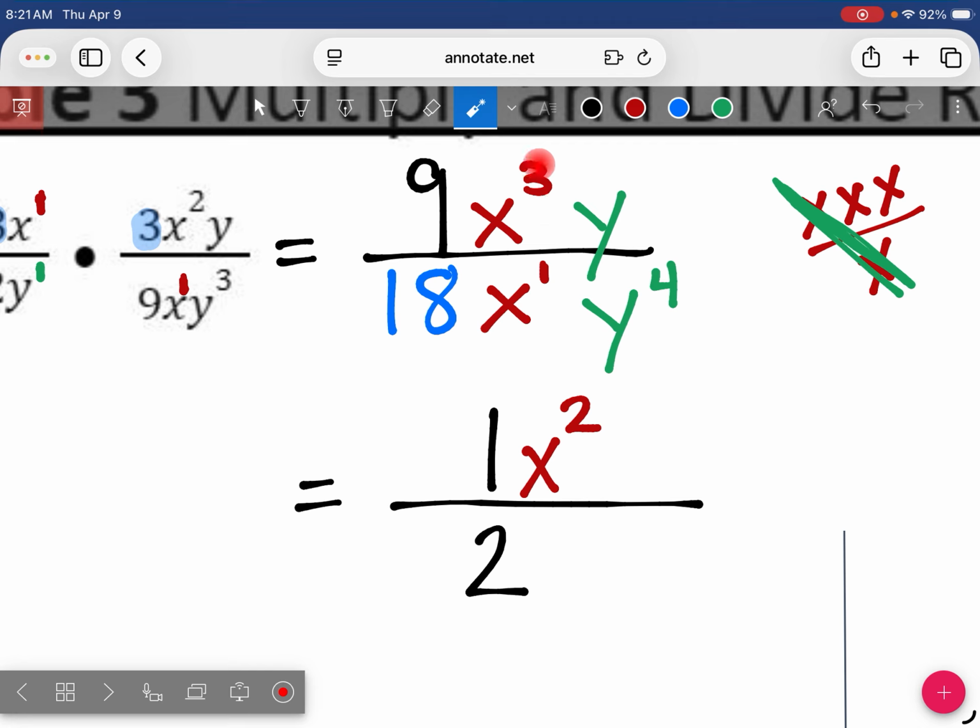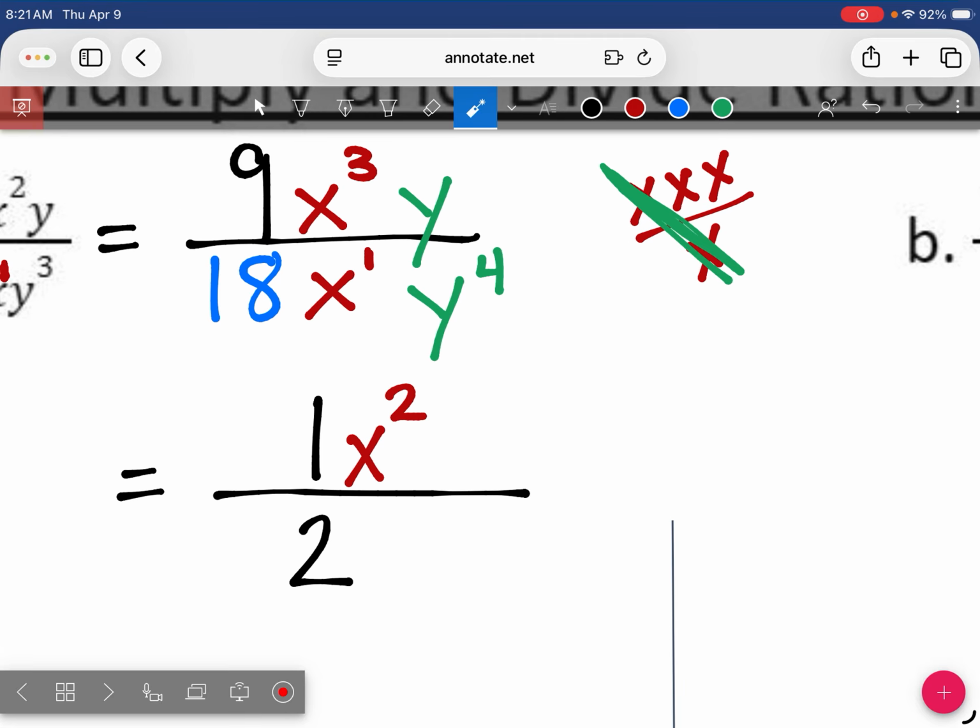But where did I have more? I started off with more in upstairs than I did downstairs. So those 2 would go upstairs. But let's look at the y's. For the y's, I have 1 upstairs and 4 downstairs. So when I cross it out, the 3 y's are going to be where?